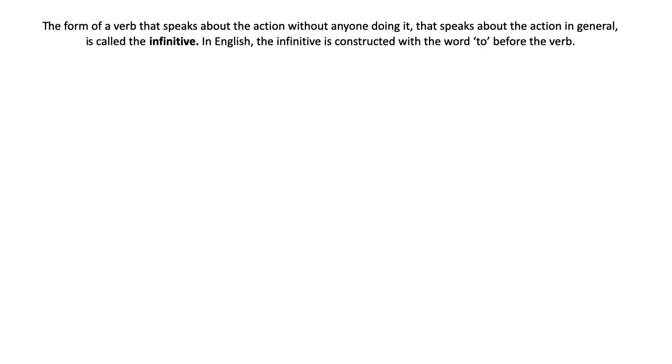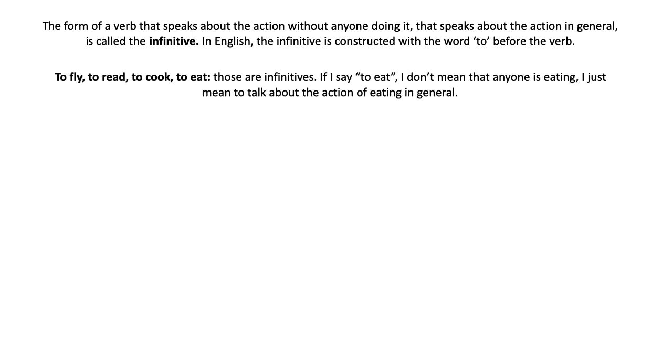Now, every verb has a form that speaks about the action, but has no subject, that speaks about the action without anybody doing it. Okay? That form of a verb is called the infinitive. And in English, you construct it by putting the word to before the verb. Let me show you some examples.